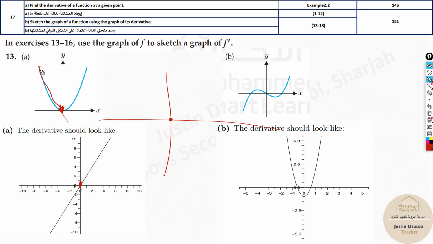Wherever it is decreasing, the part of the graph will be before this. Where it's increasing, it will be over this. That's the concept. Now here this is a parabola. You should know by looking at it, the derivative will be a linear function and will just be like this. Now let's look at the next one.